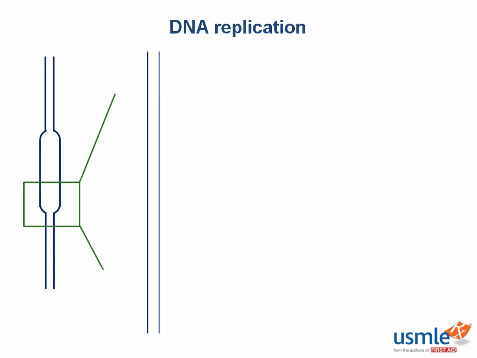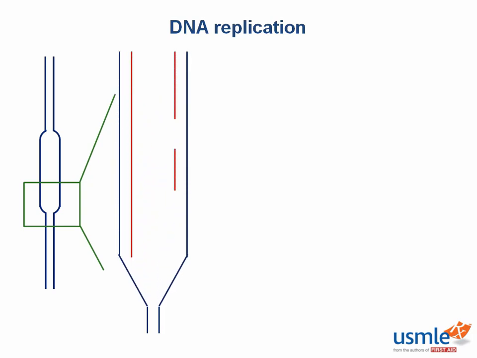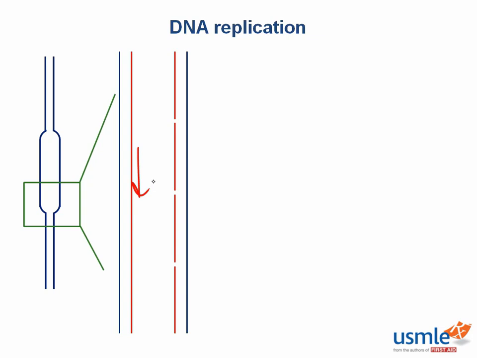So the blue is the parent DNA, and I'll show the newly synthesized DNA in red. The 2 strands replicate in slightly different ways. One replicates continuously, called the leading strand, and the other replicates in pieces, called the lagging strand. Now why can't the lagging strand create its new daughter strand continuously?